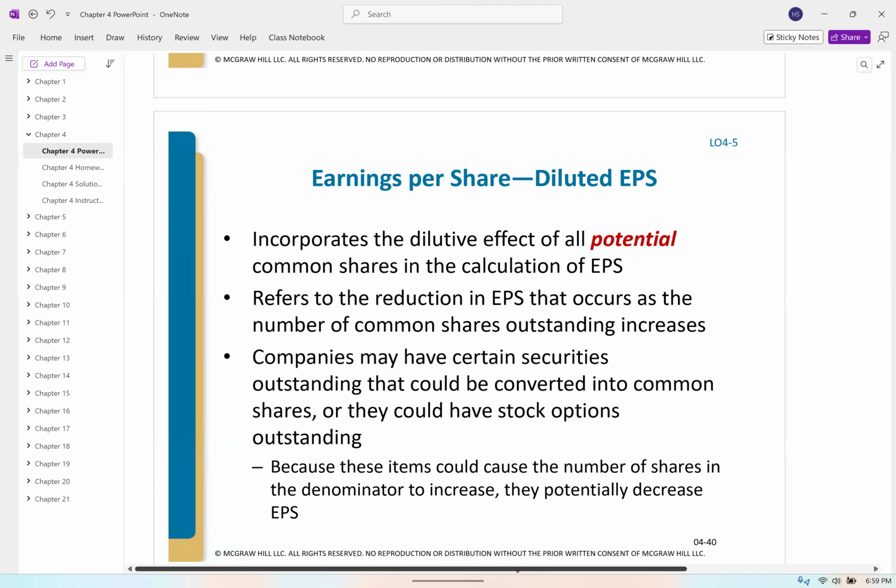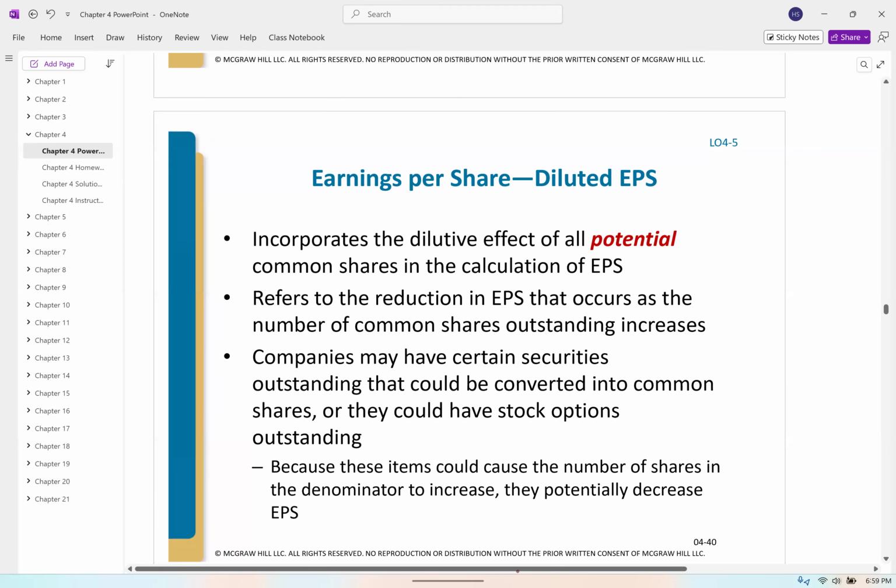There could be a security that would be anti-dilutive. If it's anti-dilutive, that means it made the basic one go up. We would not disclose that, but we do want to disclose diluted earnings per share. A bond that can be converted into common stock would be one. Preferred stock that can be converted into common stock would be another thing that would be very dilutive. There could also be some stock options out there that, if exercised, would dilute the earnings per share as well.